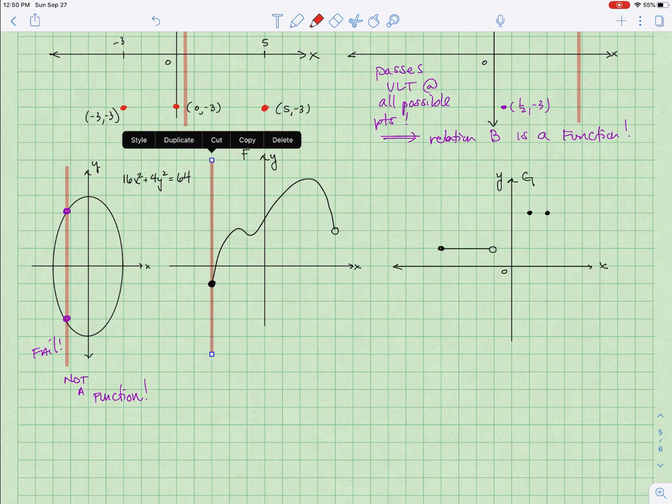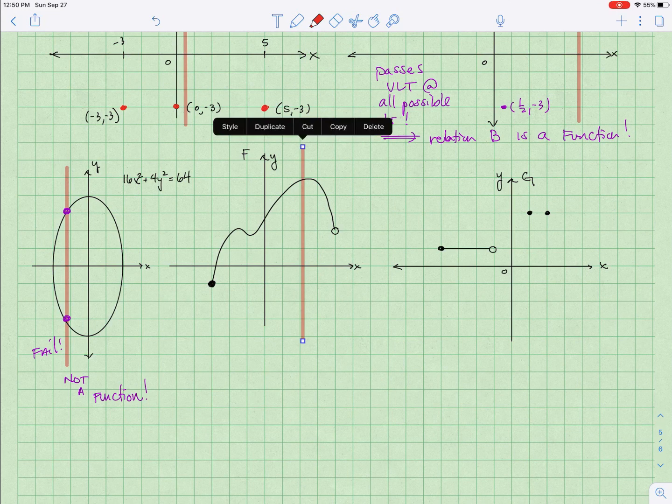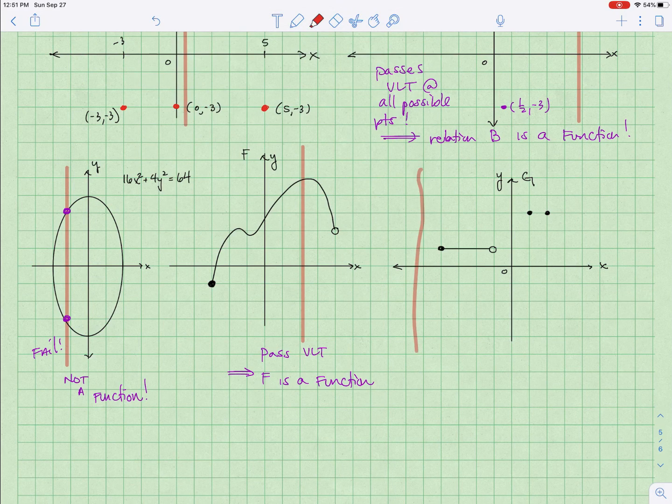It looks like we're okay here, though. If I move from left to right, at no time will there be more than one point on that graph intersecting my red line. So this is going to pass the VLT, which means that f is a function.